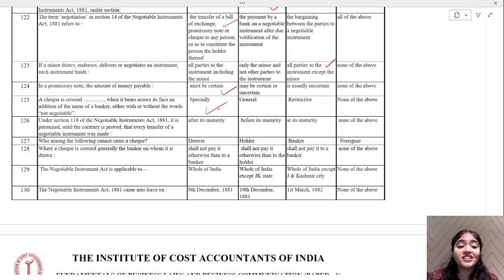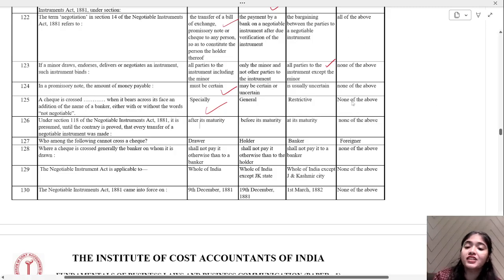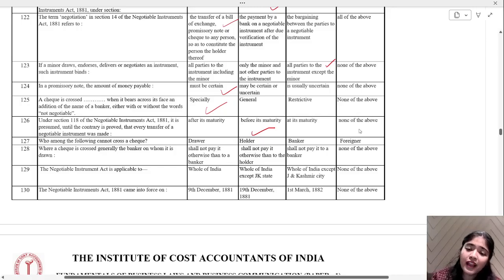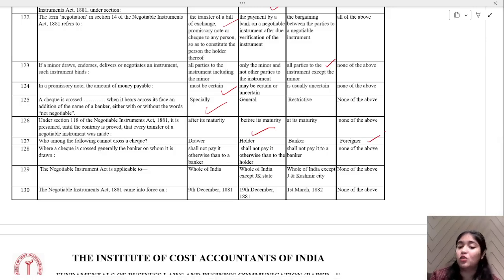Sorry. Under Section 118 of the Negotiable Instruments Act 1881, it is presumed until the contrary is proved that every transfer of a negotiable instrument was made after its maturity, before its maturity, at its maturity, or none of the above. Before its maturity. Who among the following cannot cross a check? Drawer, holder, banker, or foreigner. Foreigner cannot cross a check.